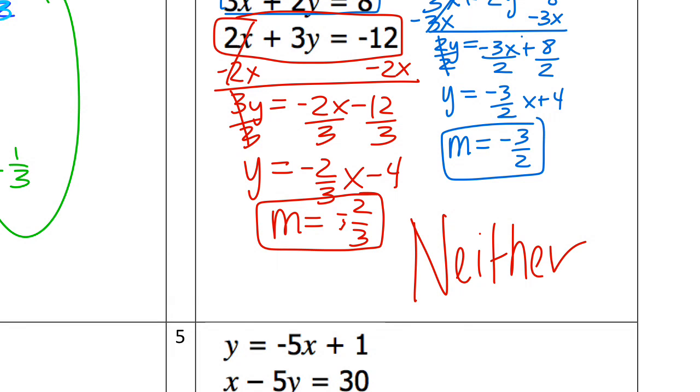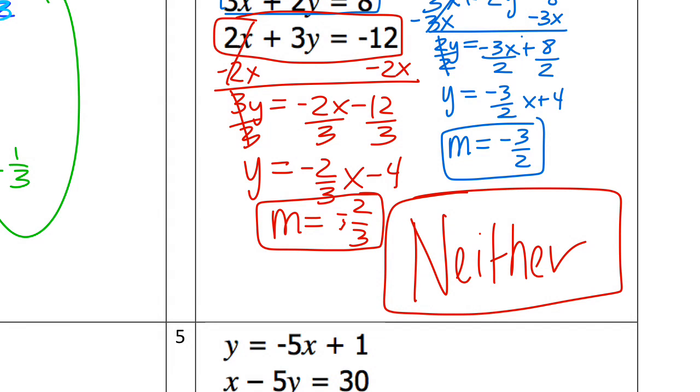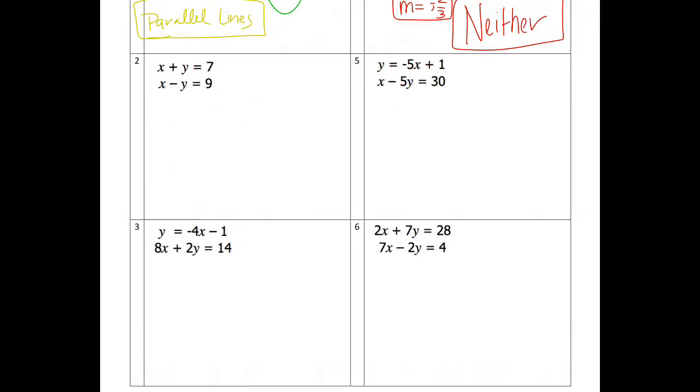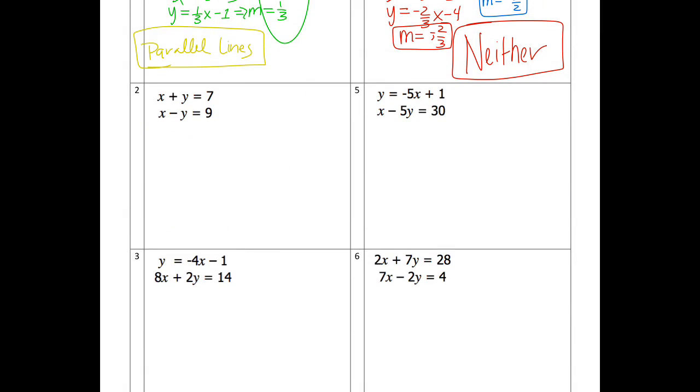That means they are just random lines crossing in the night. They don't cross in a special way and they don't travel the same direction. They're just neither. Okay? You have 4 problems you can solve by yourself. A couple of them, some of the equations are solved for y already. So for example, this equation on number 5 and this equation on number 3. The other ones you will need to solve for y in order to identify the slope and make a comparison.